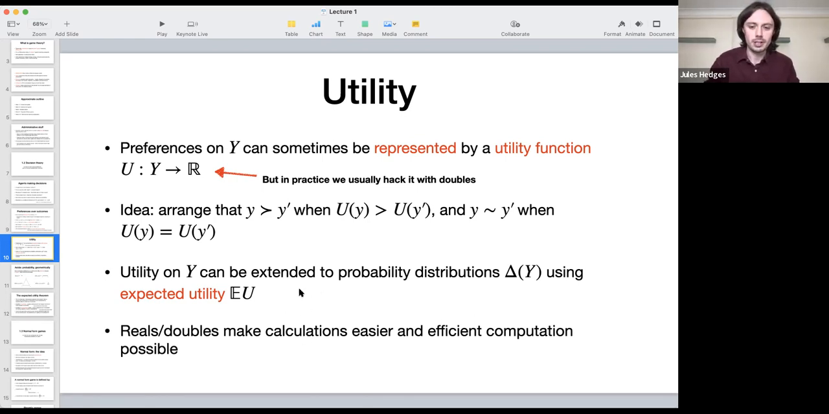The other reason, which is a lot more conceptual, is that if we do this, then if you don't have a fixed outcome, but instead you have a probability distribution on outcomes, then we can also get a numerical rating of that because we can use expected utility. So if you get a real utility for every outcome, then you can get an expected utility for every probability distribution on outcomes.